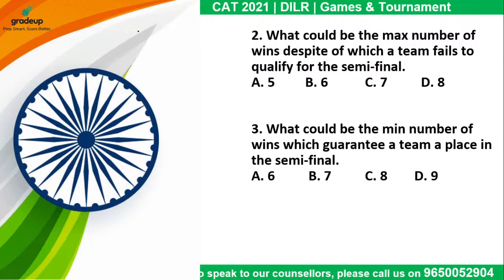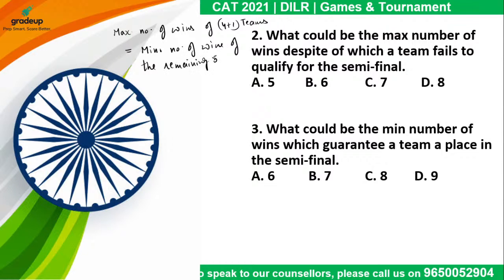Okay, so what we do is we try to maximize the number of wins of 4 plus 1 teams, which is the same as minimizing the number of wins of the remaining 5 teams. How many matches would these 5 teams play among themselves? It is 5 into 4 by 2, that is 10 matches or 10 wins. So I have to give 10 wins to these 5 teams.